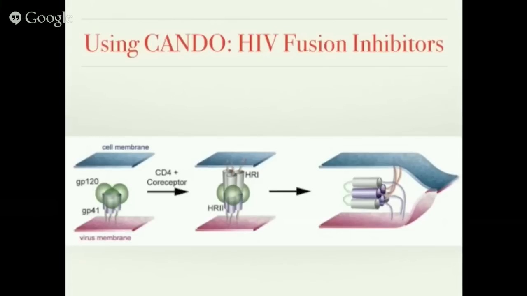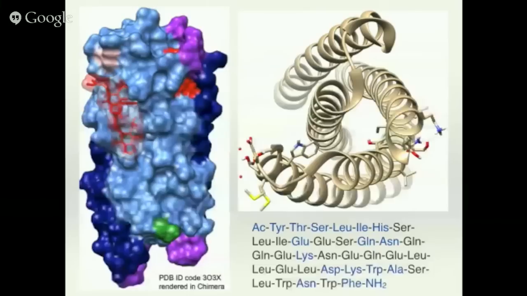This is a proven mechanism: when we make molecules that jam this process, HIV can't infect human cells. And Roche developed a drug called Fuzeon that was available for a while. It might still be. There's a huge peptide, this huge peptide here, that mimics part of the fusion machinery.